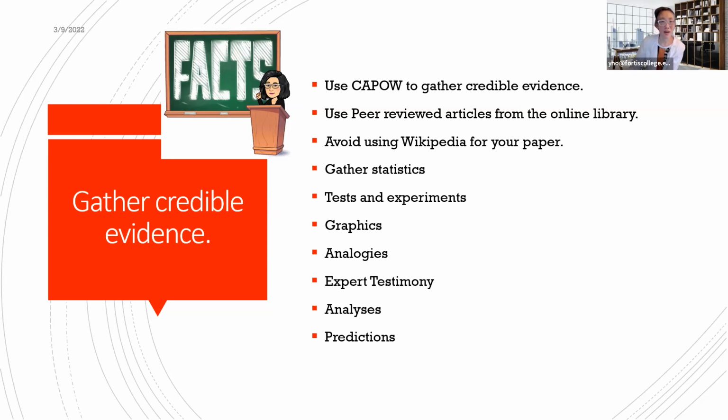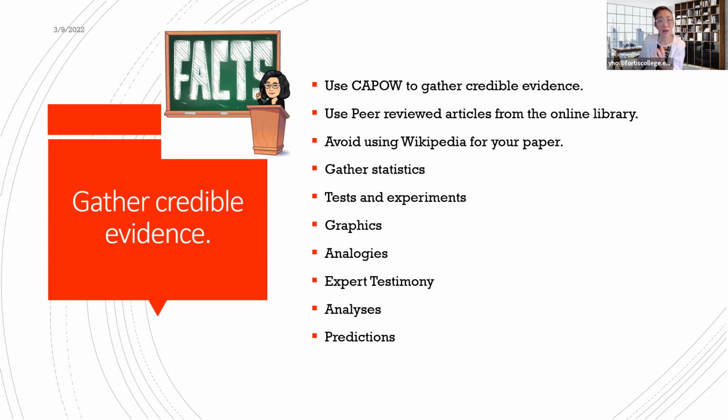Just like I tell you how to go over ethos, pathos, and logos, and KAPOW, I also will tell you how to go over a valid study, how to read a scholarly article, those sorts of things. That way, when you go read Google Scholar, it becomes easier. And then gather credible evidence. You can use graphics, analogies, and expert testimony.